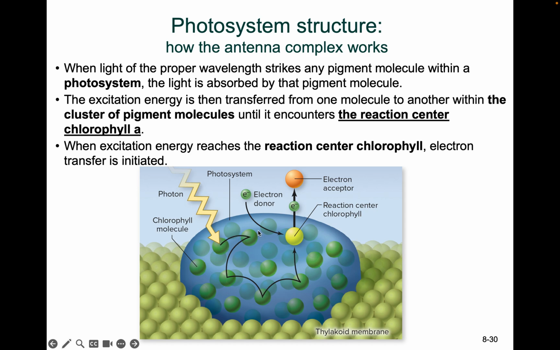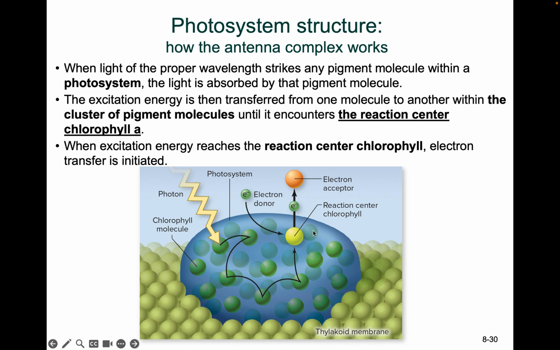So you have these accessory pigments over here. This is basically your antenna complex. They're just absorbing it, and what they're doing is passing this energy. Again, please do not confuse: the passing here is not electrons, it's actually energy. They're just passing the photons' energy around until they reach the final part, which is the reaction center.